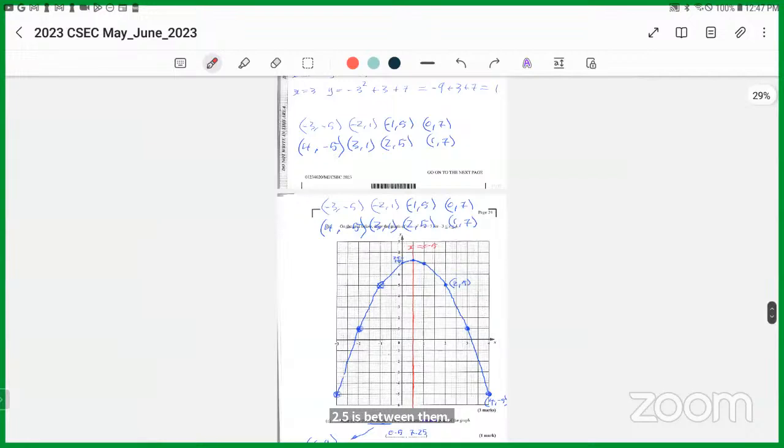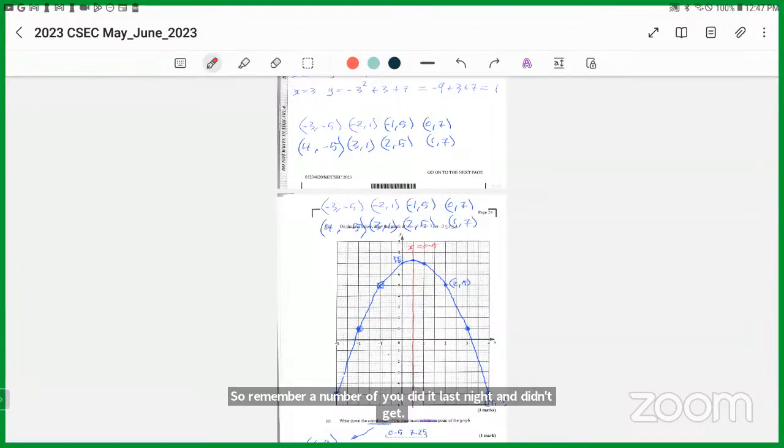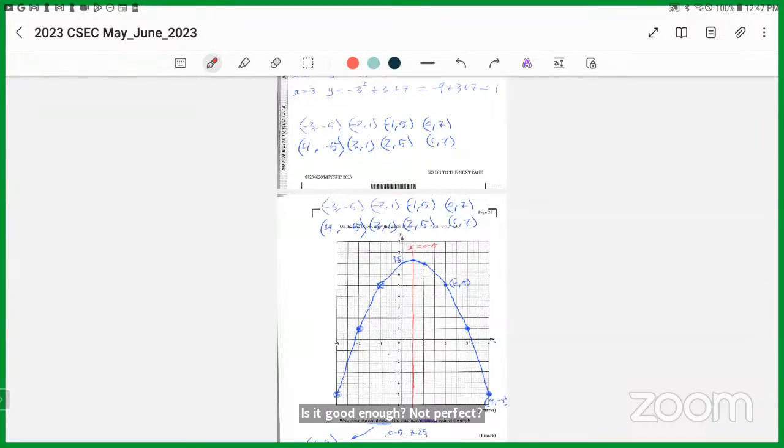Very good. So remember, a number of you did it last night and didn't get it good enough, but not perfect. I want you all to go and redo it. Go and redo the question for me, please.